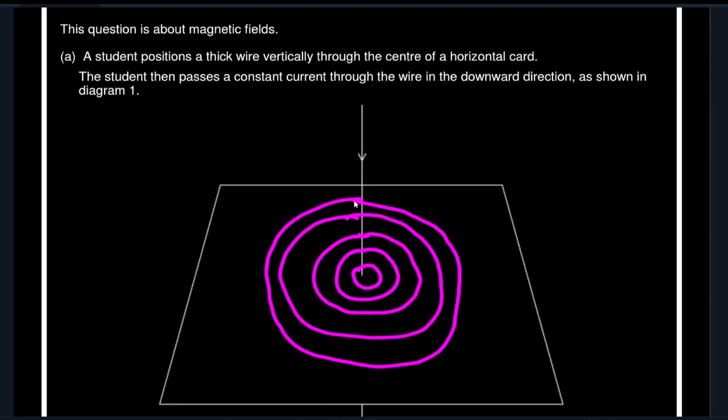Actually, this is going to form concentric magnetic fields, which are circular around the conductor, and we can predict the direction of this field using the right hand grip rule. So the field will be pointing in that particular direction.